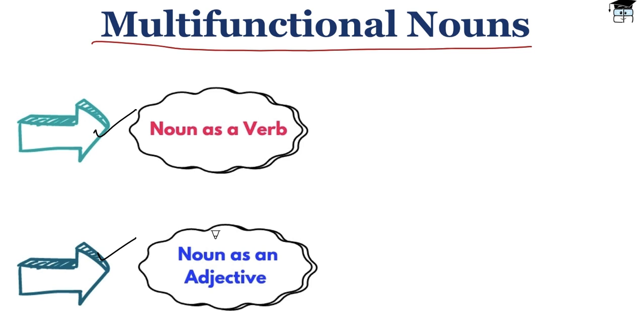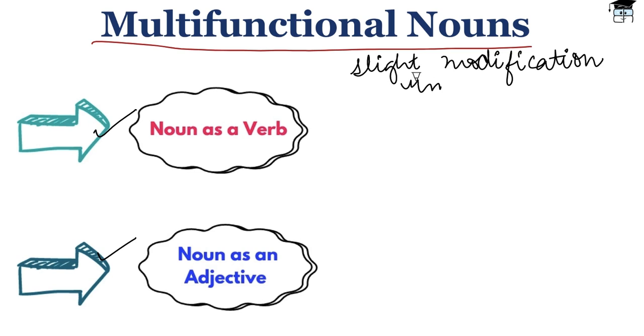Right, now both of these forms are adopted by nouns when there is a slight modification in the spellings of the word. When there are slight modifications in the spellings of the word, there is a different form taken up by the noun. It can act as a verb or it can act as an adjective. Now this phenomenon will guide us to identify whether it is a noun, a verb or an adjective.